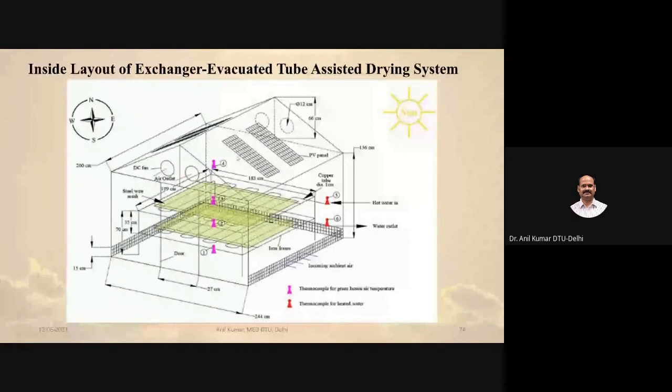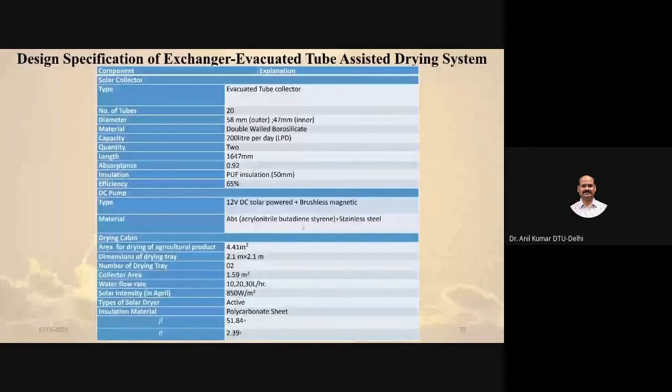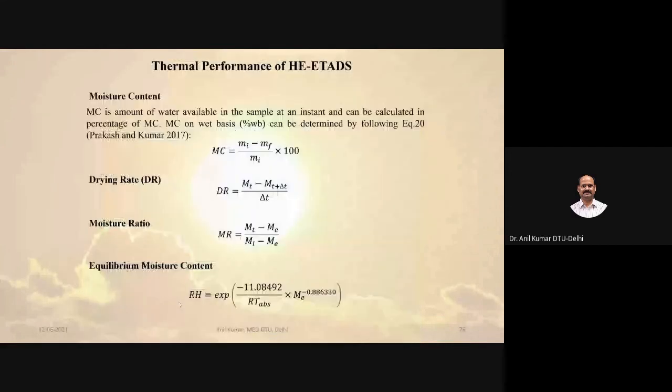This is the evacuated tube solar collector, number of tubes 20, with diameter, material, length and other details given over there. And moisture content and drying rate are the same as whatever we have discussed. This was the equilibrium moisture content I was talking about. This is a very important term, and this relationship we need to find for designing any kind of solar drying system.